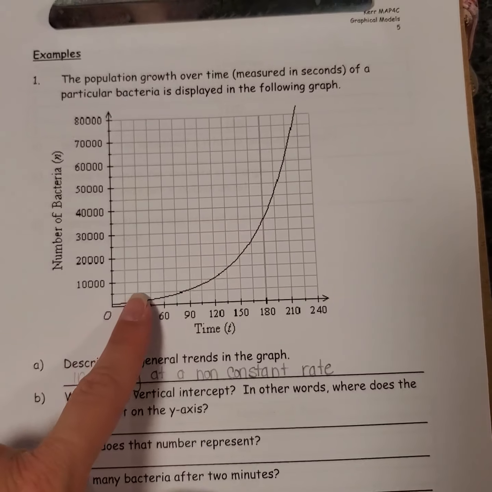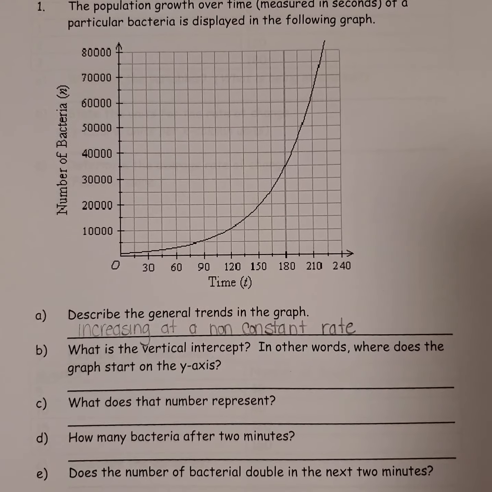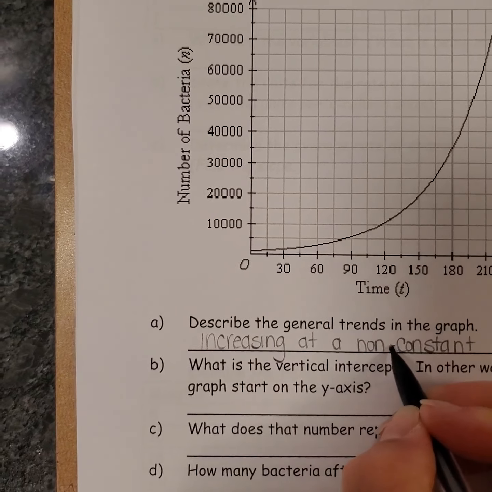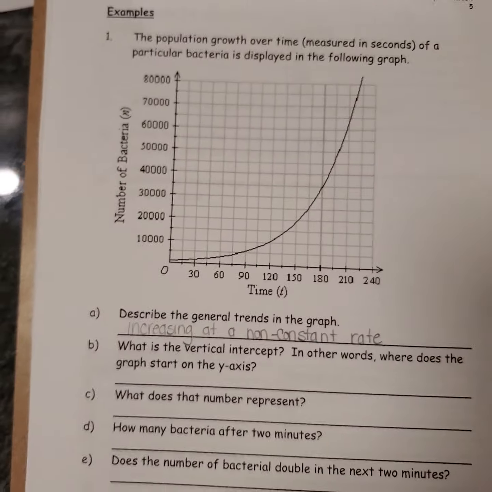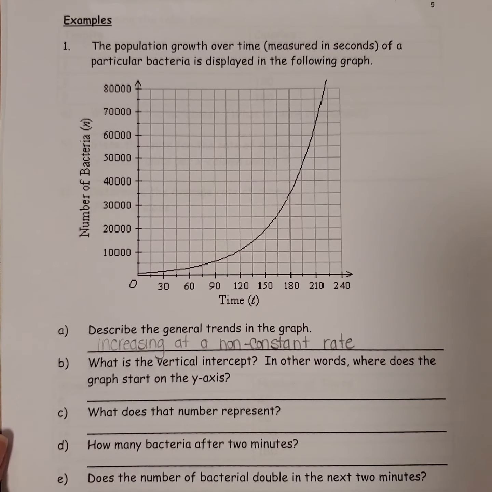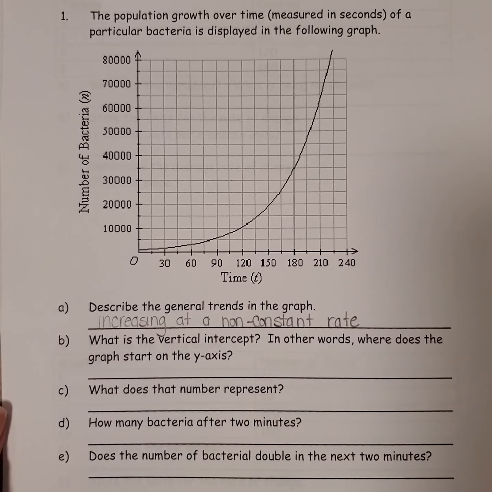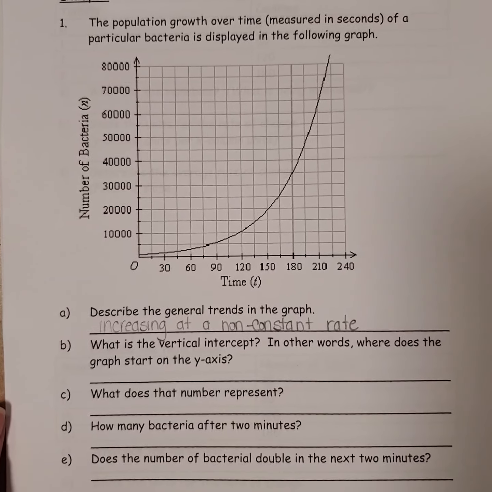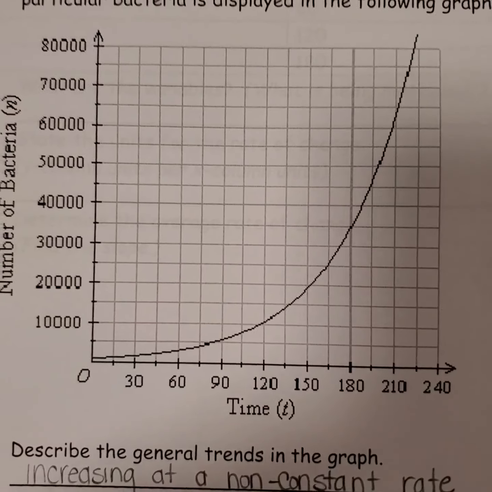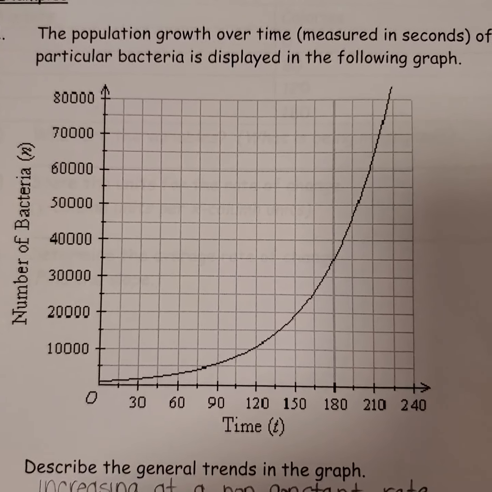Okay, so it is increasing because it's moving up to the right, but it is increasing at a non-constant rate. Okay, that's better. At a non-constant rate because there is a curve to the graph. It is not a straight line. Okay? Part B, what is the vertical intercept? Or in other words, where does the graph start on the y-axis? So have a look. Make a prediction before I reveal the solution, just to see if you're on track.